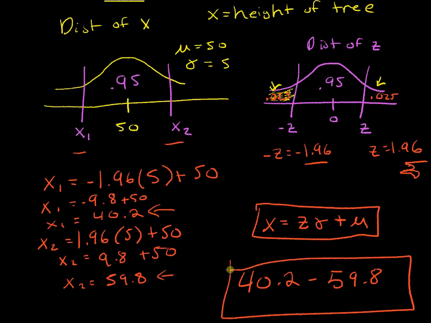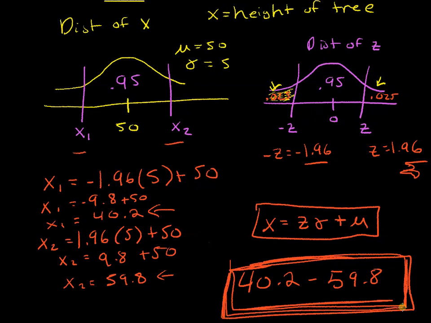So your interval is between 40.2 and 59.8. 95% of the tree heights are between 40.2 and 59.8. Always double check that it makes sense. Look at your graph. Yes, it makes sense that one number is less than the mean and the other is more than the mean. So 95% of the tree heights are between 40.2 feet and 59.8 feet.